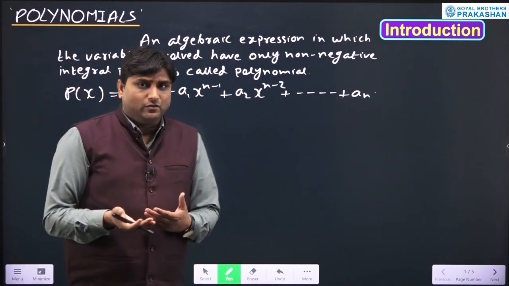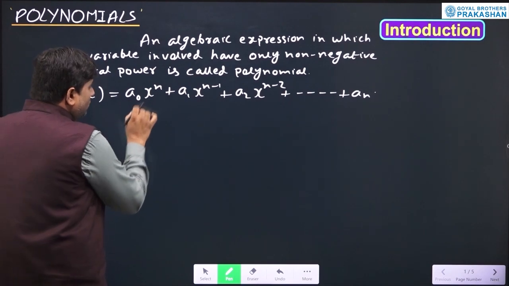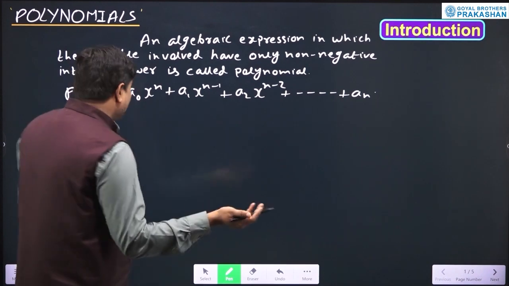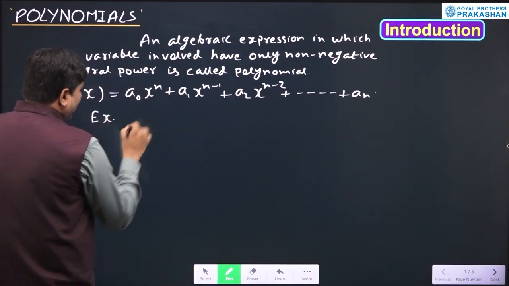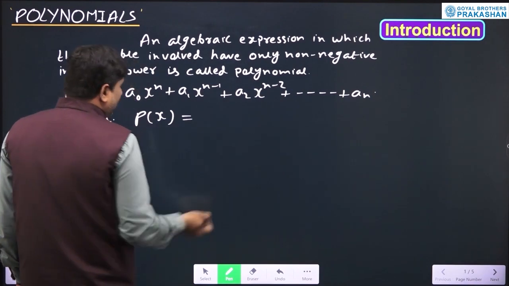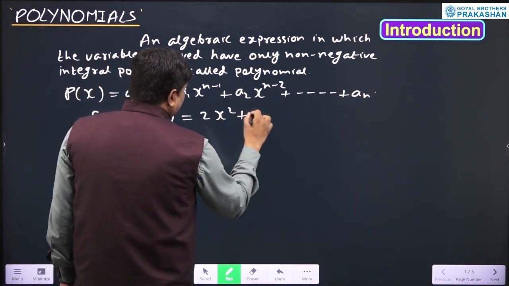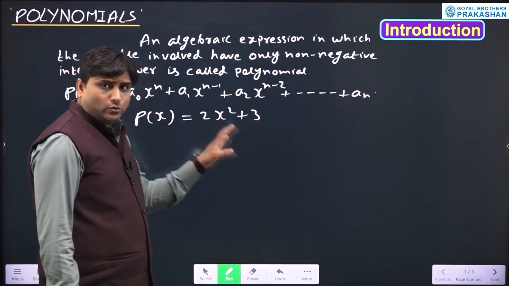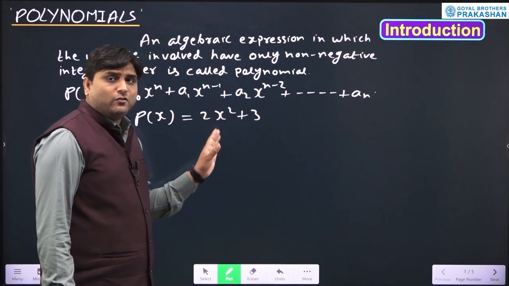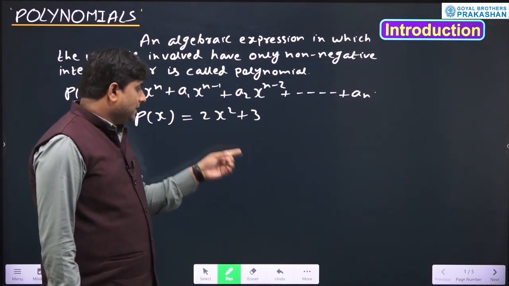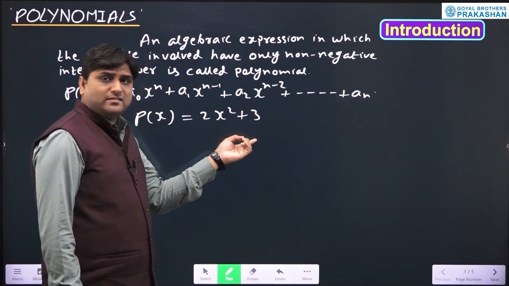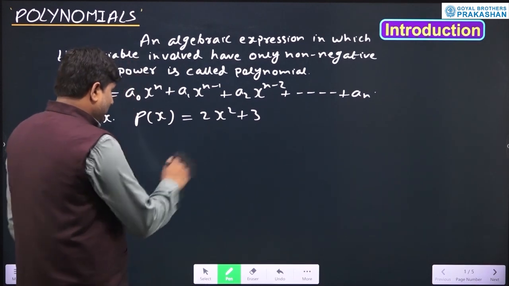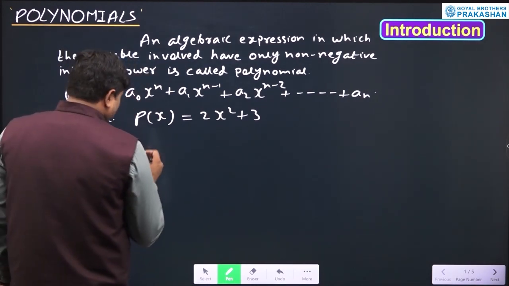Basically these are all arbitrary constants, and here we can say a0 is the coefficient of x to the power n, a1 is the coefficient of x to the power n minus 1 and so on. For example, if I take the polynomial 2x square plus 3, this is a polynomial because it has two terms, and in any term the power of x is a non-negative integer. In the first term the power of x is 2, and in the second term x is not there, which means we can write it as 3 into x to the power 0. So this is a polynomial.